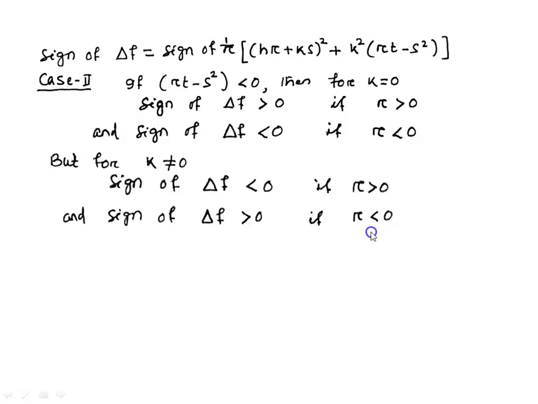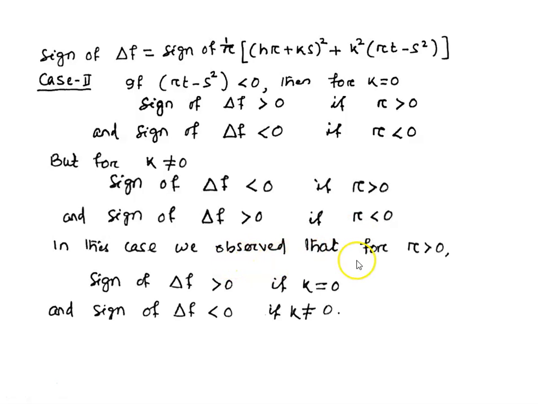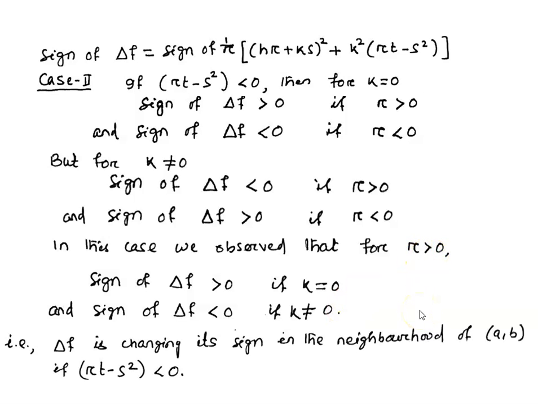So here what we have seen is that for r greater than 0, in one case delta f is negative, and in the other case delta f is positive. The sign of delta f is positive if k is equal to 0, and it is negative if k is not equal to 0, in the case of r greater than 0. So delta f is changing its sign in the neighborhood of (a, b) if rt minus s square is less than 0.